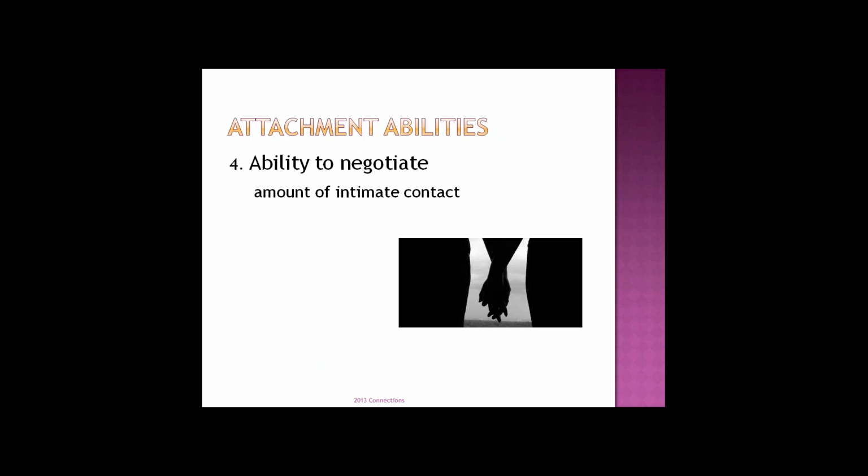The fourth attachment ability here is an ability to negotiate the amount of intimate contact. Okay, another word for this would be boundaries. I'm able to know what I need emotionally and physically, and I know what I'm willing to experience and what I'm not, and I negotiate that with my partner.